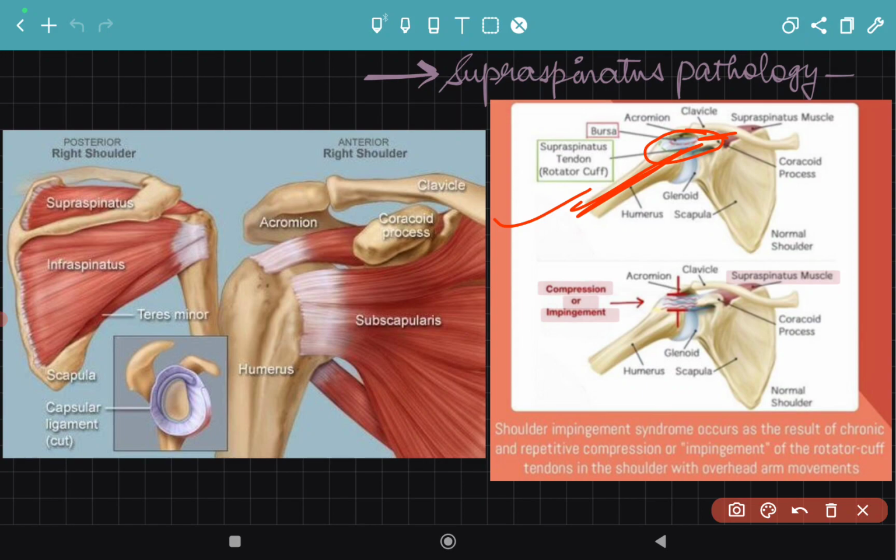so that there is no excessive upward translation of the humeral head to cause further impingement. But if there is compression or impingement and one is trying to perform shoulder abduction, then there will be further compression and impingement of the soft tissues. It can be the subacromial bursa, as well as the supraspinatus tendon passing from here. So this is a syndrome because of repetitive compression or impingement of the rotator cuff tendons, mainly the supraspinatus tendon, which will aggravate with overhead movements of the shoulder joint.